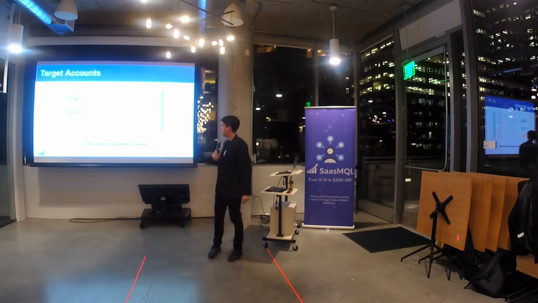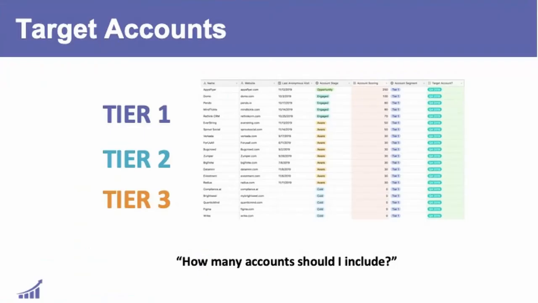So, the target accounts. One of the questions that we get often, I think we were talking a second ago, is how many accounts should I put in my target list?